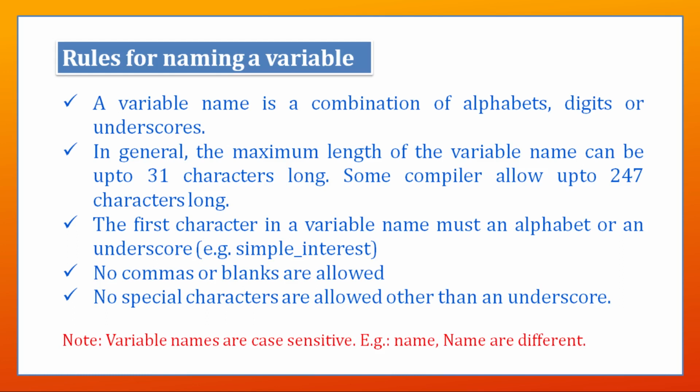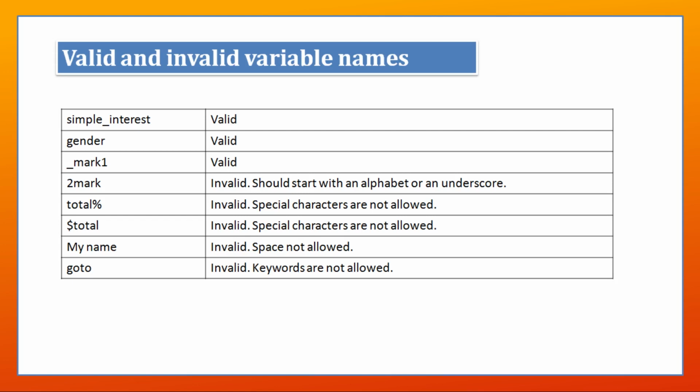No commas or blanks are allowed within a variable name. No special characters are allowed other than an underscore. Please note the variable names are case sensitive in C language. Some of the valid and invalid variable names are specified below.